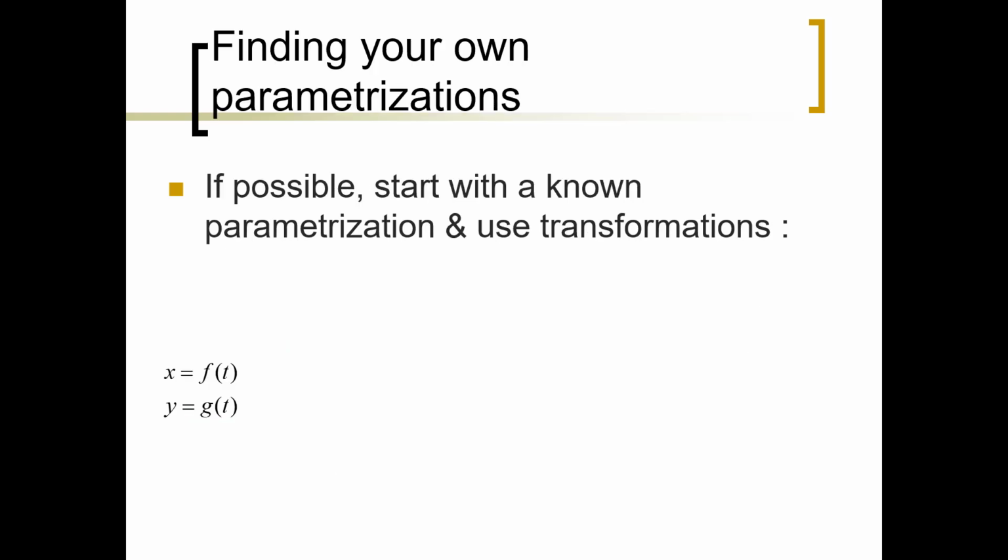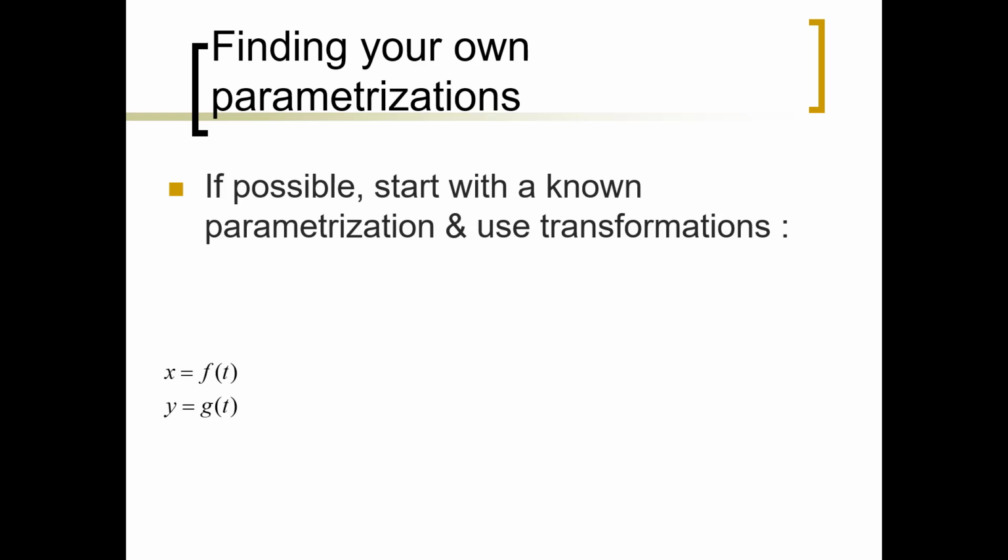Now, a useful skill is, if I give you a curve, can you find a parameterization for that curve? So this is not a terribly easy skill. It takes a lot of practice. So a common way to begin such a thing is to start with a known parameterization and then use transformations. I've actually given you two different parameterizations now. One for the circle, x equals a times the cosine of t, and y equals a times the sine of t. That traces out a circle of radius a going counterclockwise and starting at the positive x-axis.